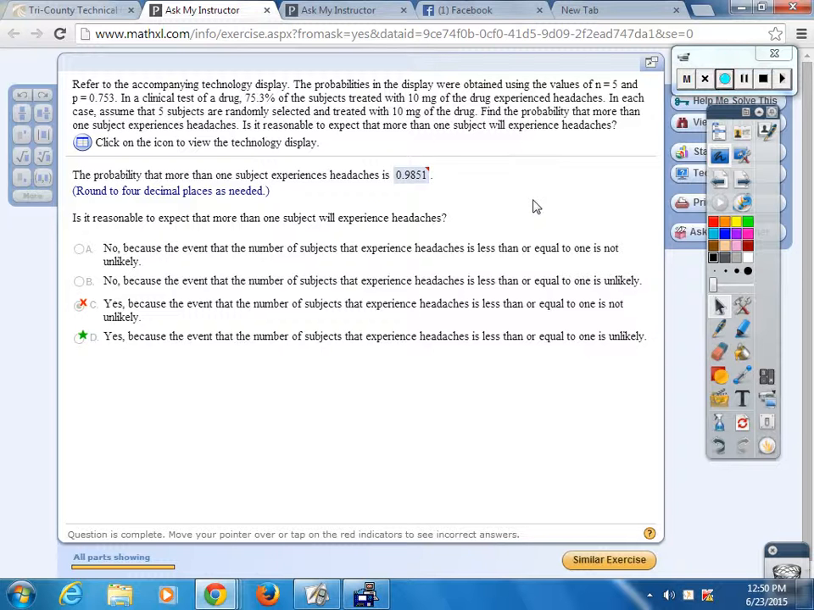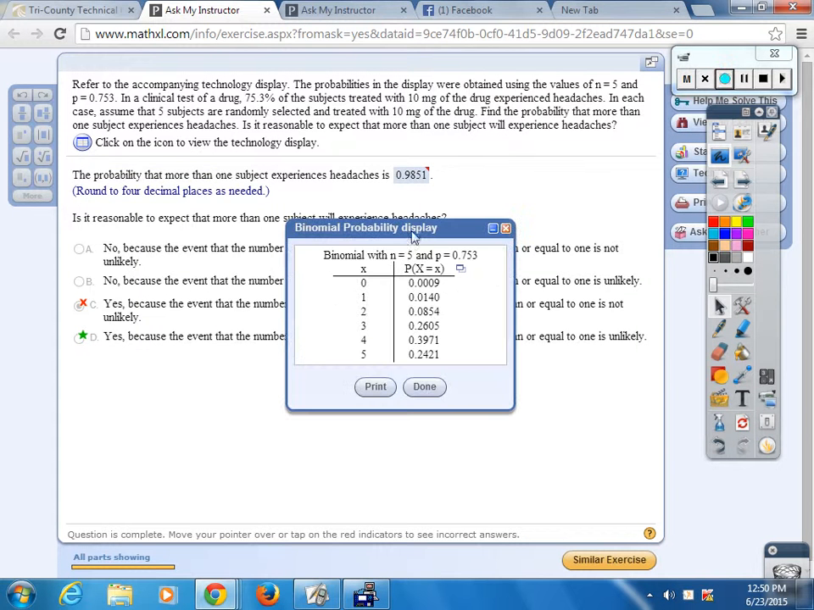In a clinical test of a drug, 75.3%, that's the 0.753, of the subjects treated with 10 milligrams of the drug experienced headaches. In each case, assume that 5 subjects are randomly selected and treated with 10 milligrams. Find the probability that more than one subject experiences headaches. Is it reasonable to expect that more than one will experience headache? I don't know what this is. Okay, there we go.